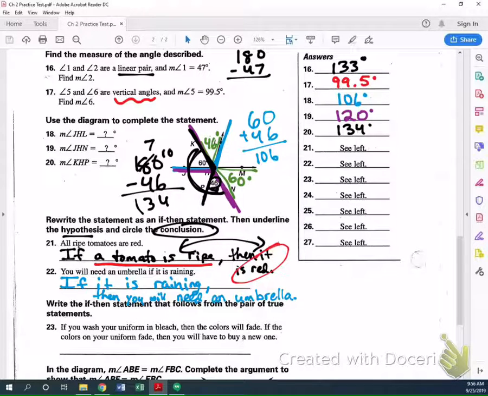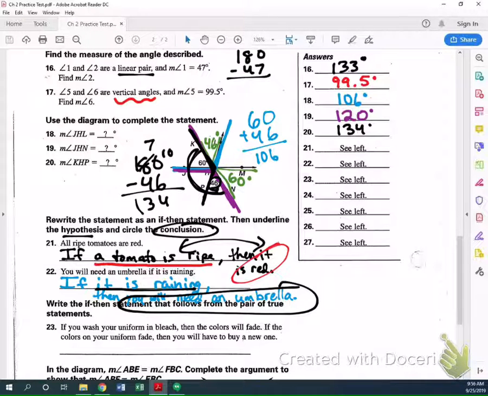All right, what part do I underline? What's the hypothesis? Which one are we on? Number 22. Which one do you underline? Which is the hypothesis? If it's raining, it is raining. Good. What should I circle? Then you would need an umbrella. Yes, we usually don't circle or underline the if or the then, but if you did, it's not a big deal.